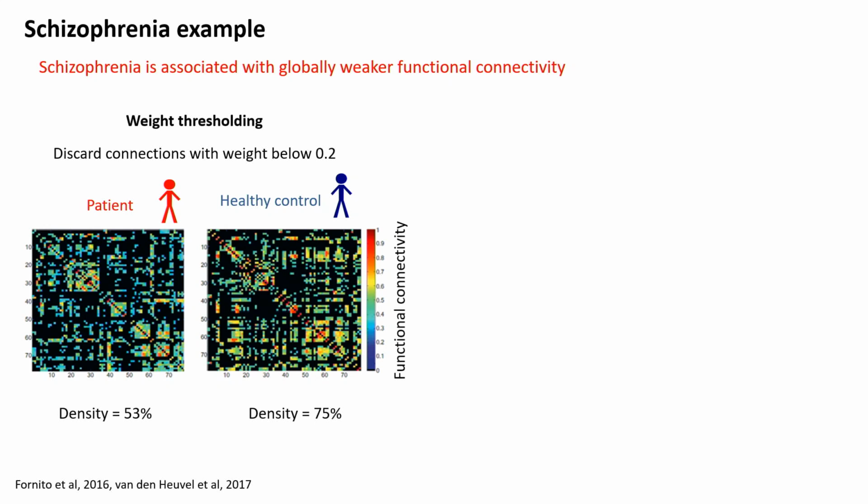We know when we're investigating functional connectivity in schizophrenia, connectivity is generally reduced in individuals with schizophrenia. So with weight-based thresholding, as I've shown in the example here, we end up with a density of 53% for the patient with schizophrenia, whereas the healthy control, we have a density of 75%. So this is a weight-based threshold of 0.2. Any correlation below 0.2 is eliminated from the network. We only look at those that are above 0.2. And so this would present a problem for a between group comparison.